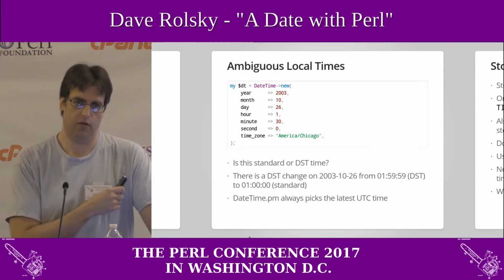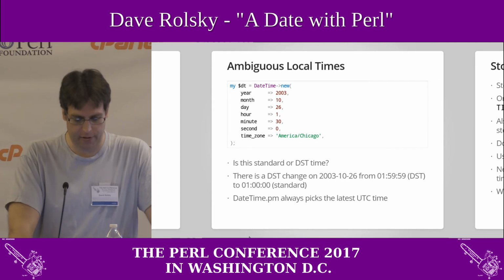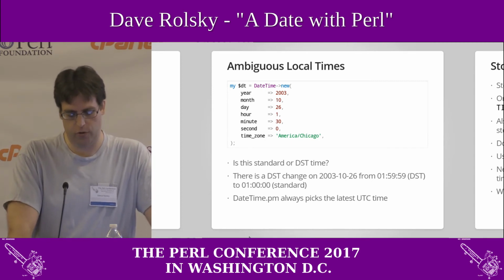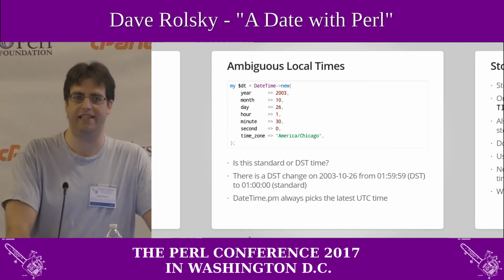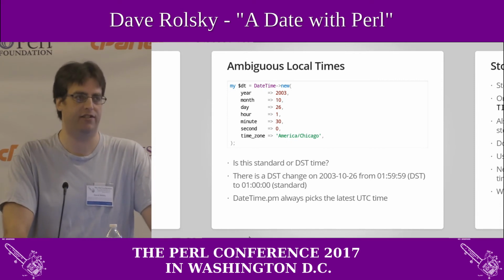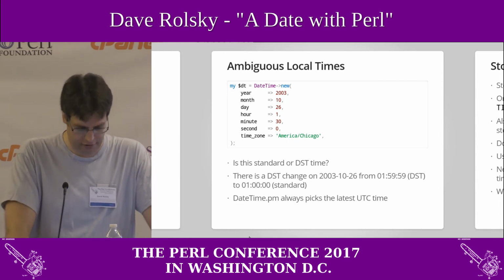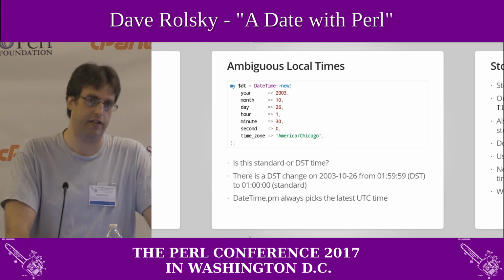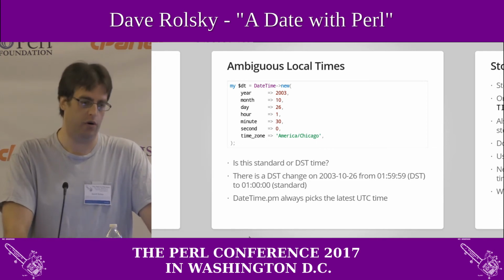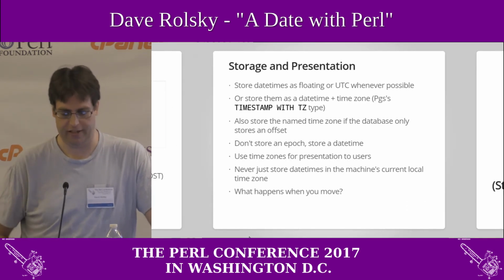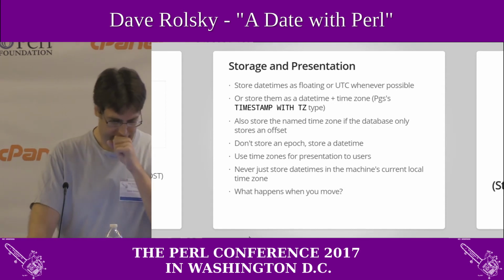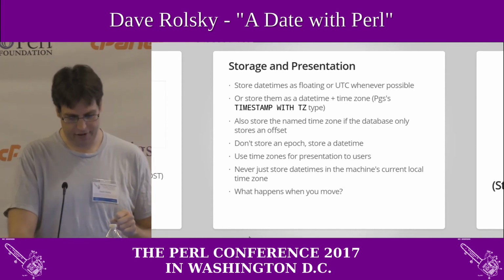So when you construct an object that is ambiguous, DateTime is just going to pick the latest UTC time. That's, again, just a decision I made. There's no right or wrong answer. If you don't like this, you could construct it in UTC and then convert, which is probably the best answer. All right, some recommendations about storage and presentation.